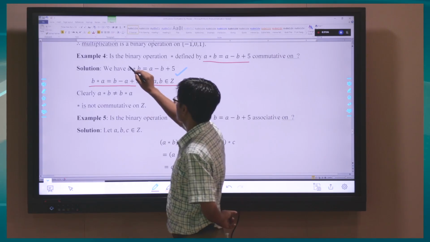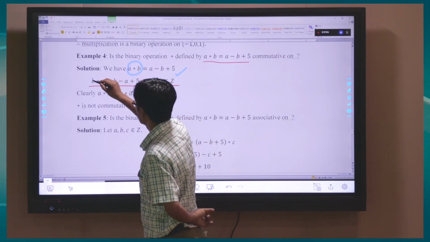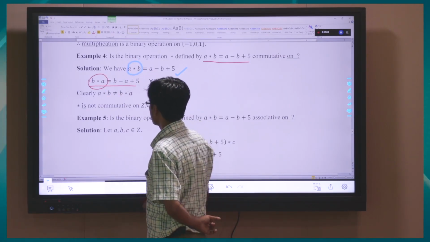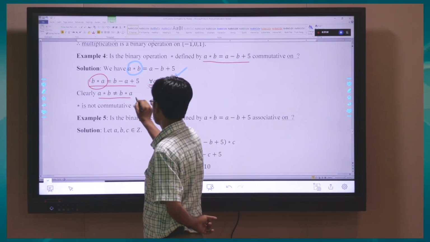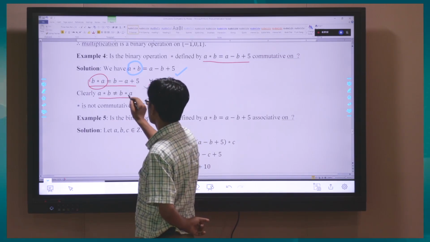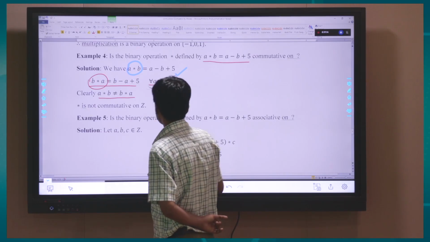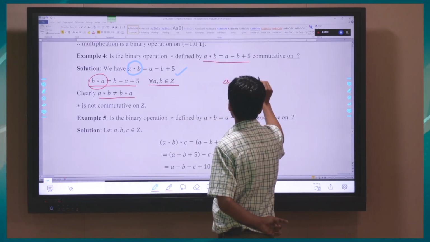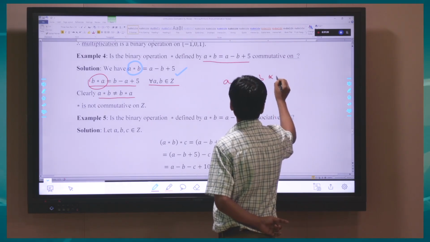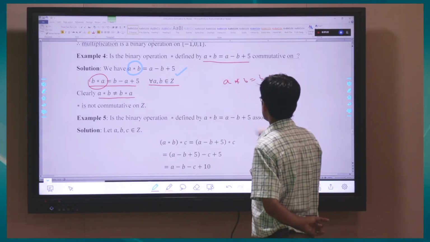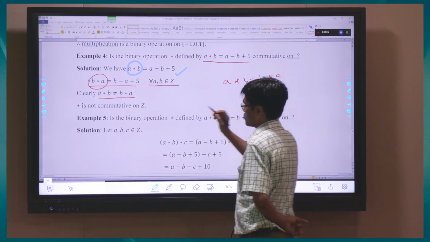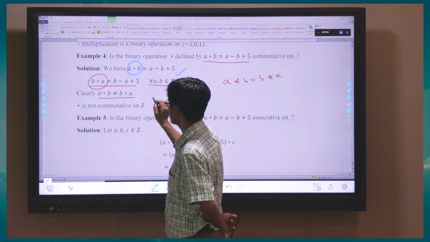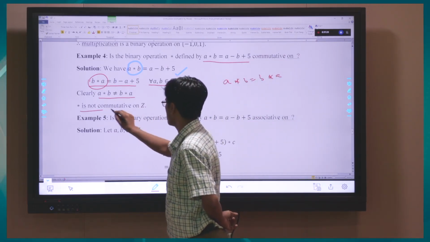You see this A star B is not equal to B star A. For commutativity, the result is A star B is equal to B star A for all elements A, B of any set. So here A star B is not equal to B star A, so star is not commutative.